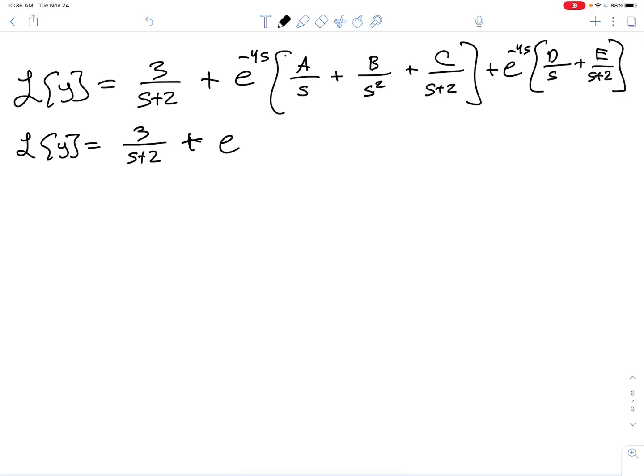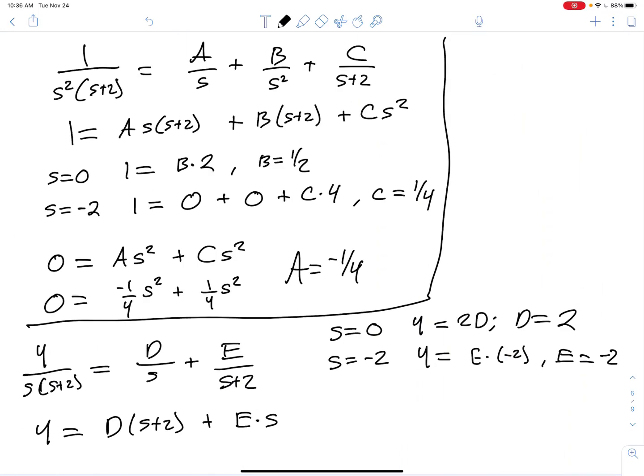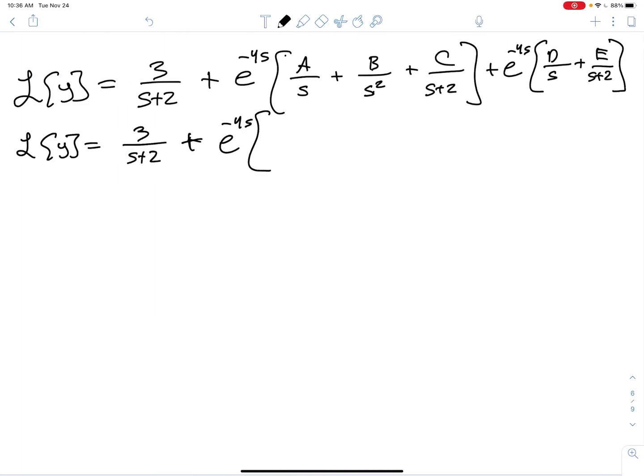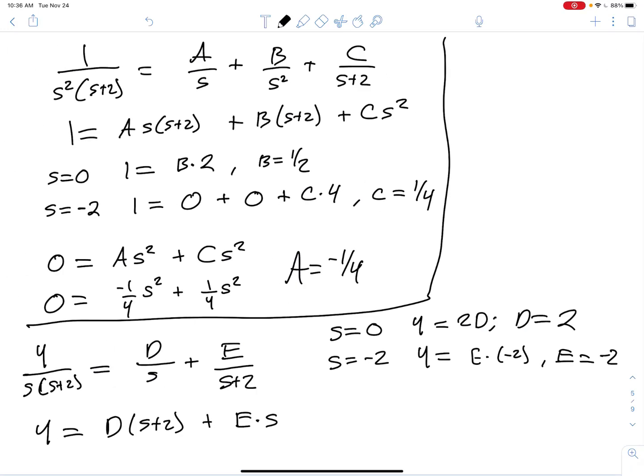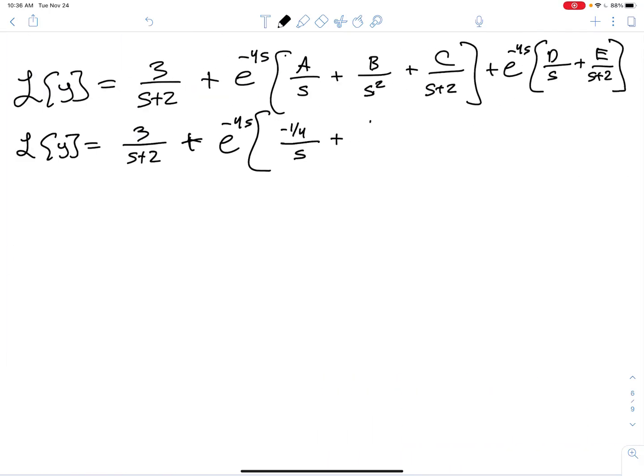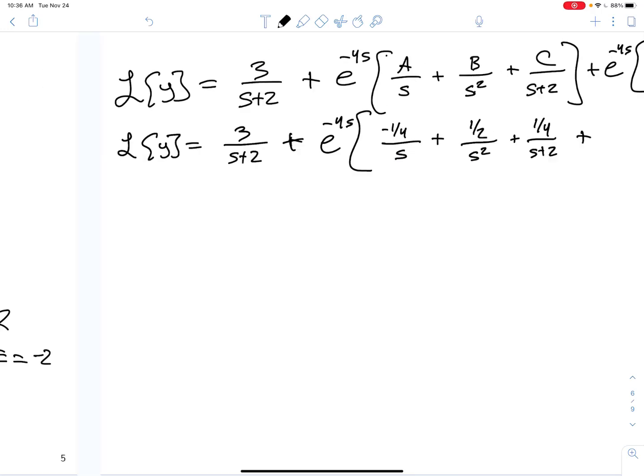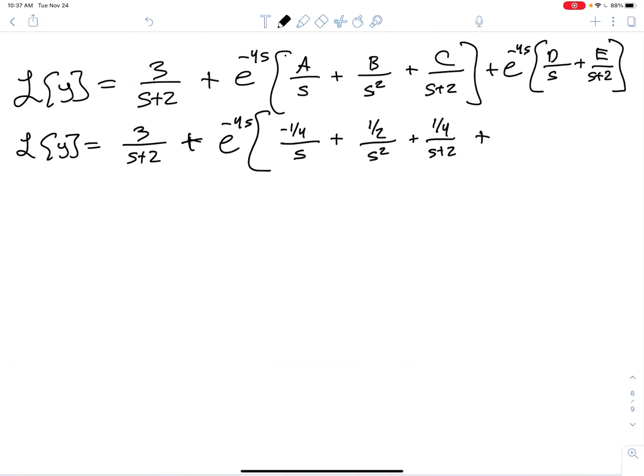I think all of this is multiplied by e to the negative 4s. So a was, let's see, what was a? Negative 1/4 over s. And b was 1/2, and c was 1/4. And d was 2, and e was negative 2.